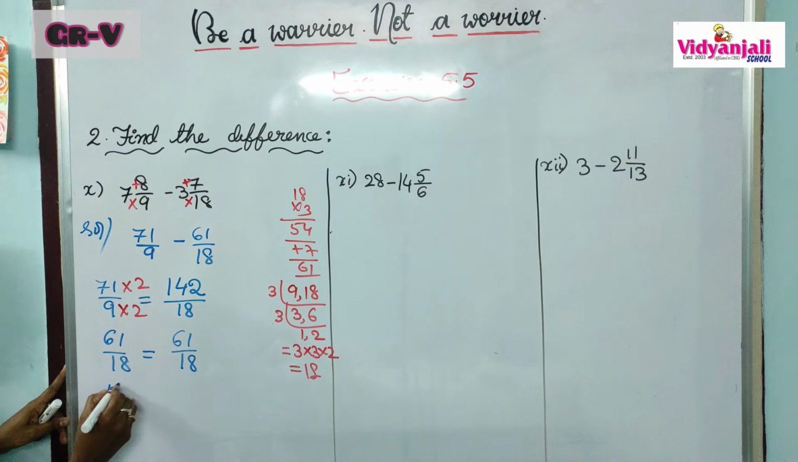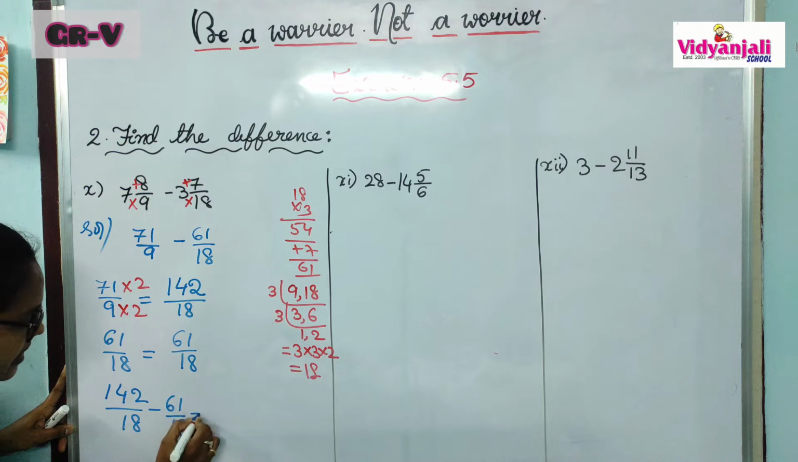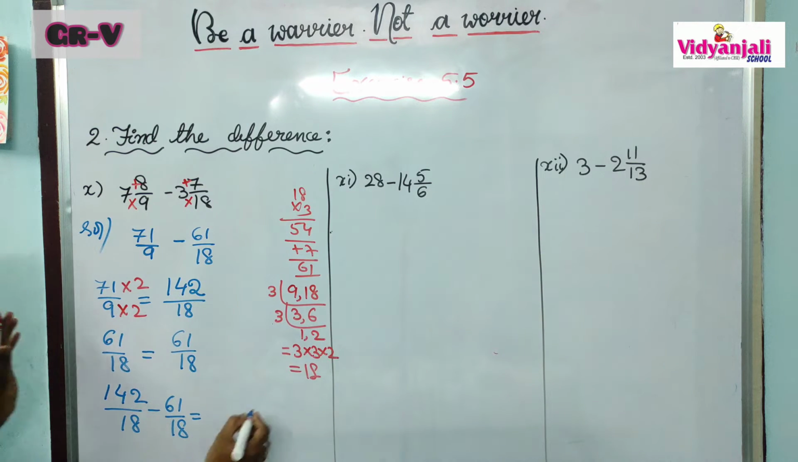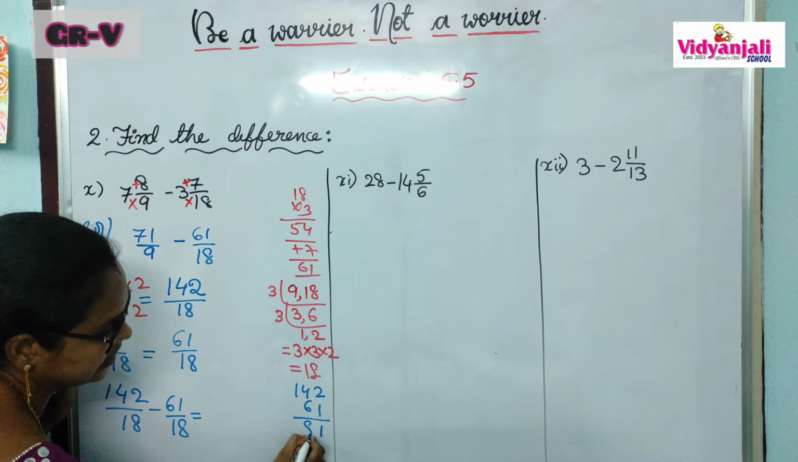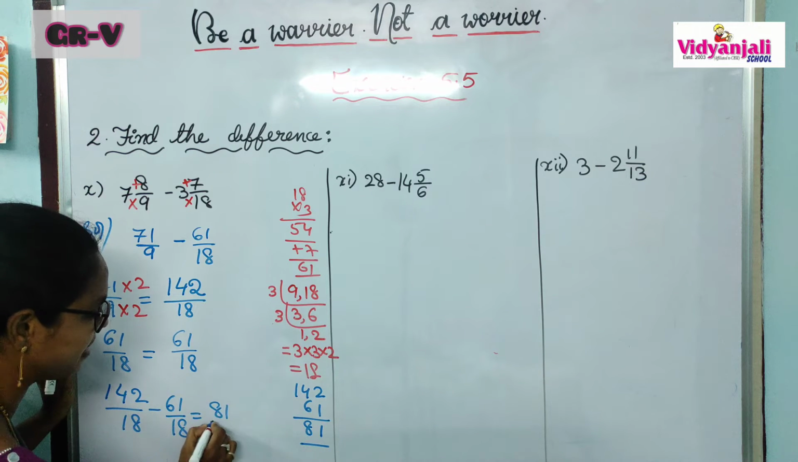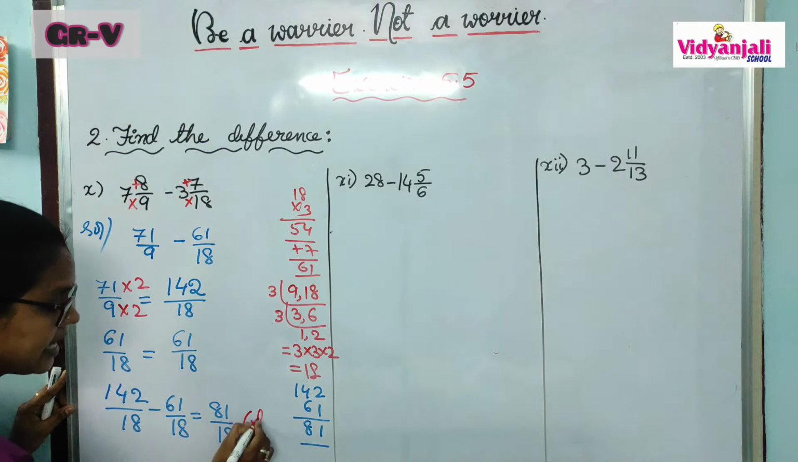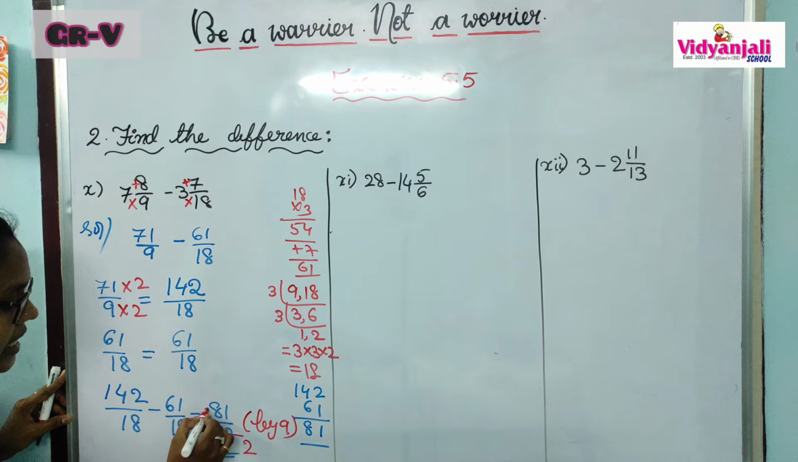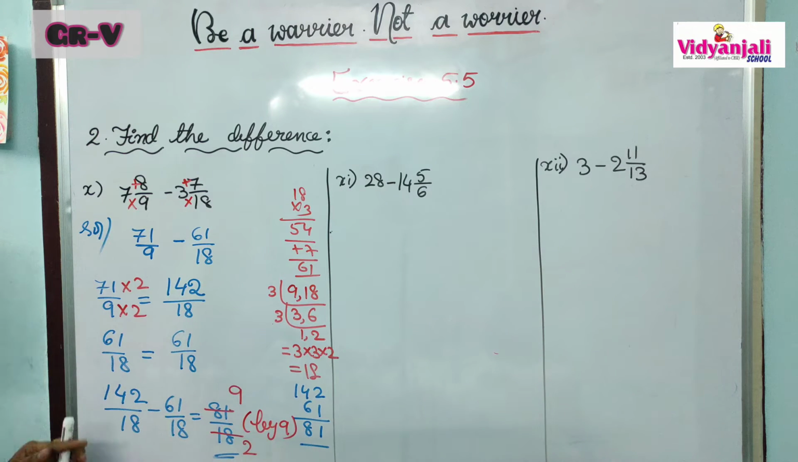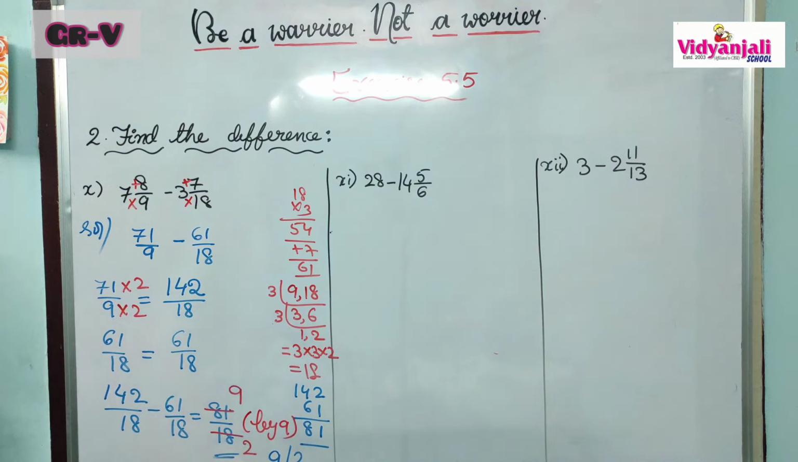So, let us write 142 by 18 minus 61 by 18. Right? What is 142 minus 61? 1 and here 8. Right? So, 81 by 18 is the answer. If you see 81, 18, both cancel in the 9 times table, right? Let's cancel them. In the 9 table, 2s are 18, 9s are 81. So, final answer is 9 by 2. Is it clear? Next.